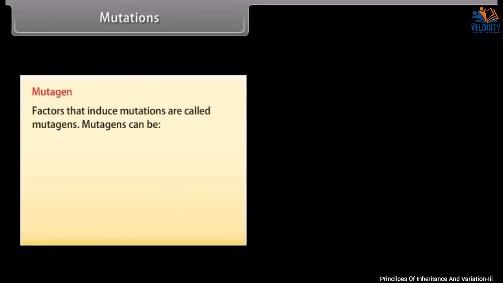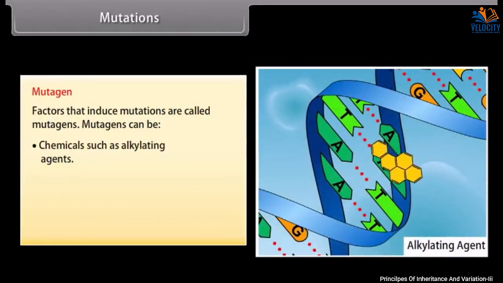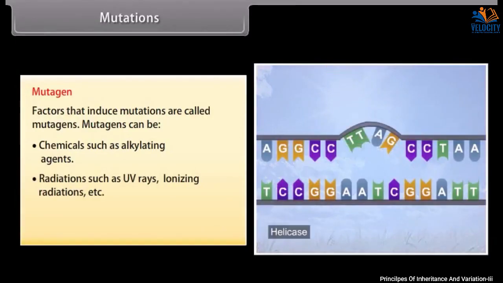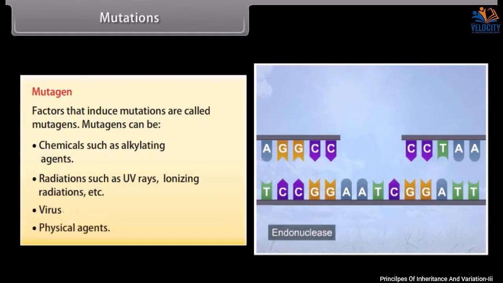Mutagen. Factors that induce mutations are called mutagens. Mutagens can be chemicals such as alkylating agents, radiations such as UV rays and ionizing radiations, etc., viruses, and physical agents.